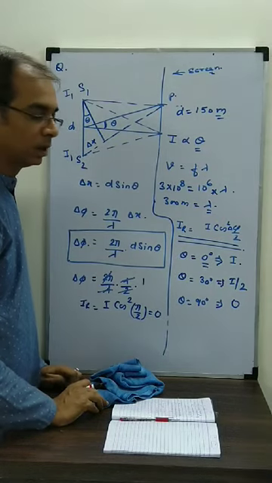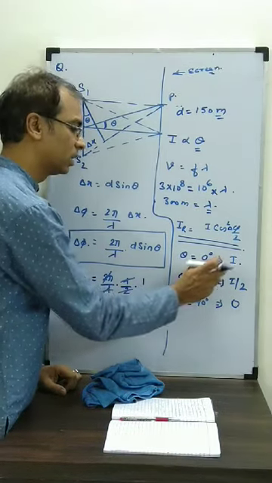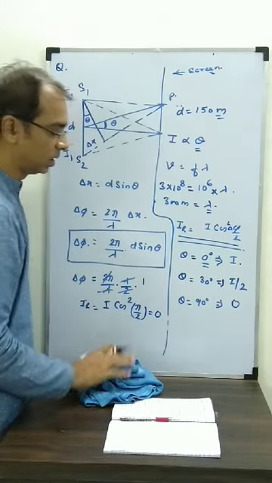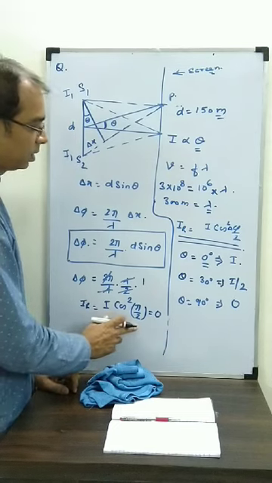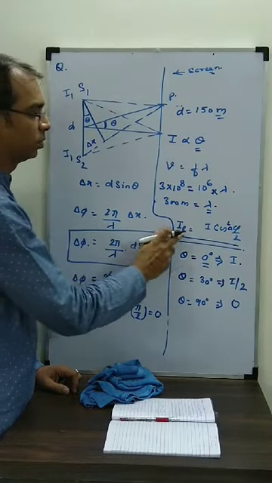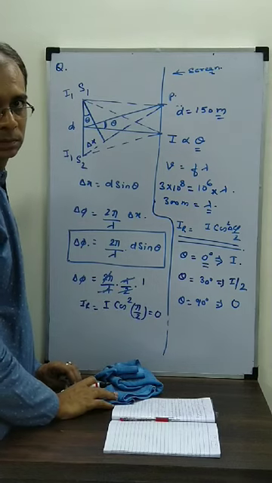Do you understand? If theta is 0, we got intensity I. Theta is 30, we got intensity I by 2. Theta is 90, we got intensity as 0. How did we get it? We calculated delta x, from there delta phi, and then we put it into this formula. Is that clear?